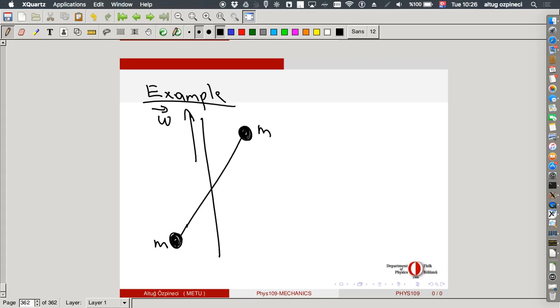Let's calculate the direction of the angular momentum. So what is the direction of the velocity of the top mass? Into the screen, out of the screen? So you see it is rotating like this. So it is into the screen at this orientation. Its velocity is into the screen, so its momentum is into the screen. What is the direction of the angular momentum?